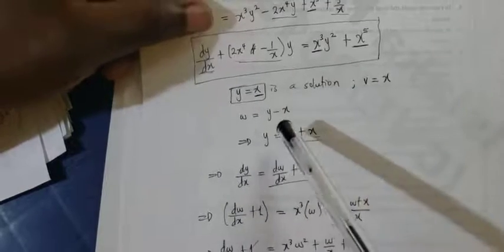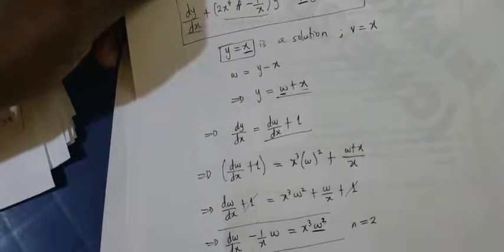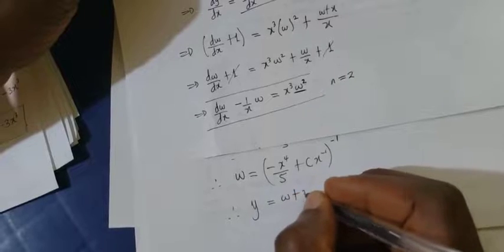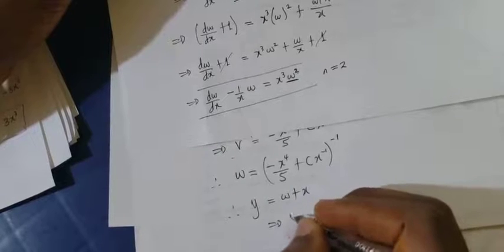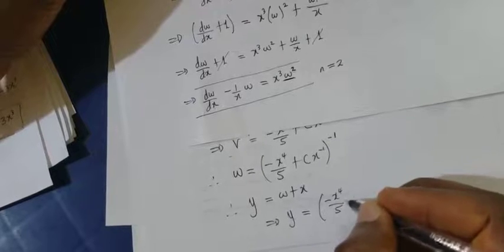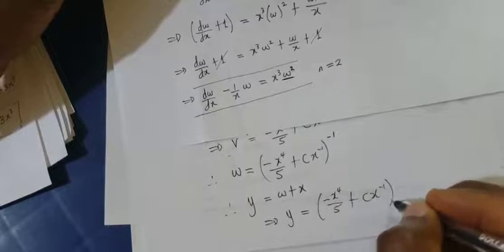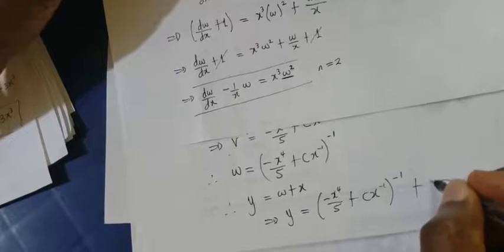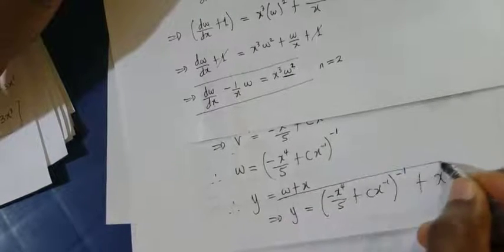And don't forget, we started with a Riccati equation where we want to get another solution to be y equal to w plus x. So from there we say that the other solution is given by y equal to w plus x, or omega. This could have been omega or whatever. W is minus x to the power 4 over 5 plus c x to the power minus 1, raised to the power minus 1, then plus x. So that will be our other solution.